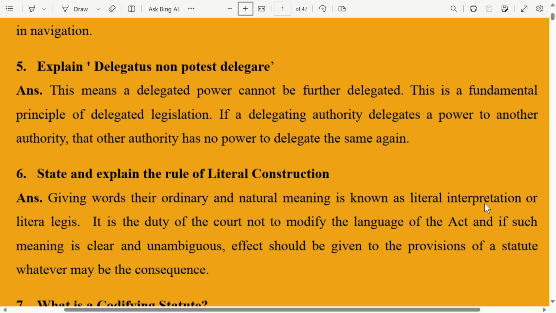Question 6. State and explain the rule of literal construction. Giving words their ordinary and natural meaning is known as literal interpretation or literal rule. It is the duty of the court not to modify the language of the act, and if such meaning is clear and unambiguous, effect should be given to the provisions of a statute, whatever may be the consequence.